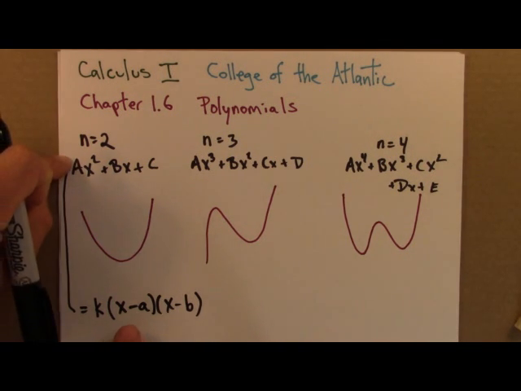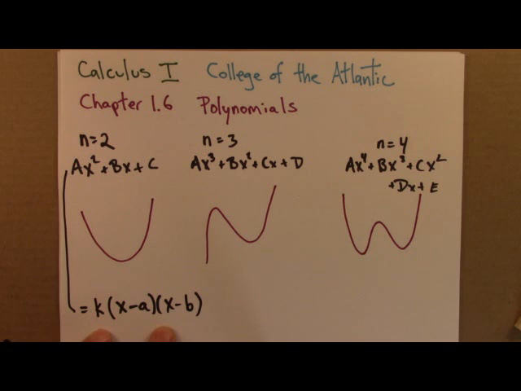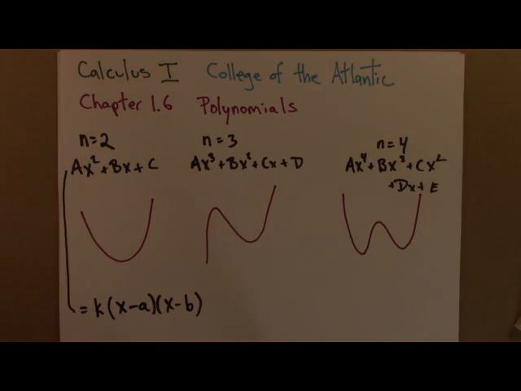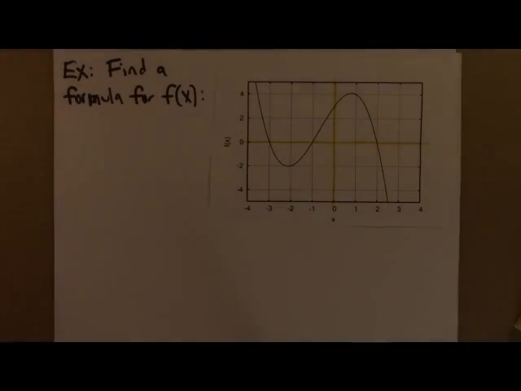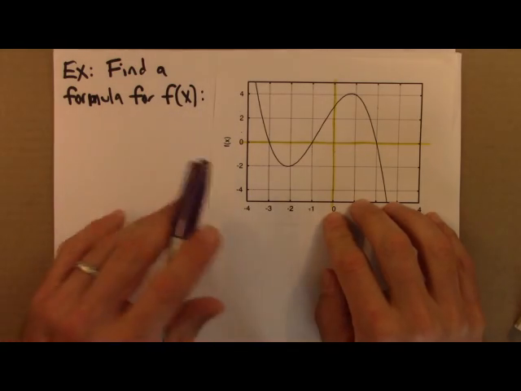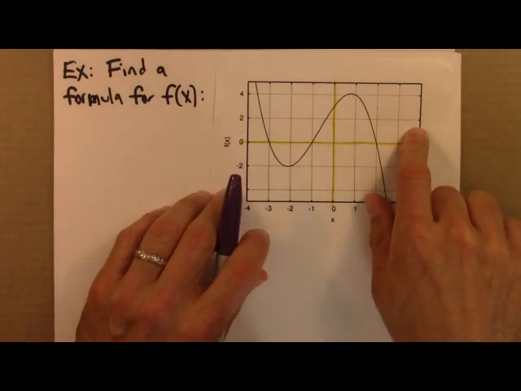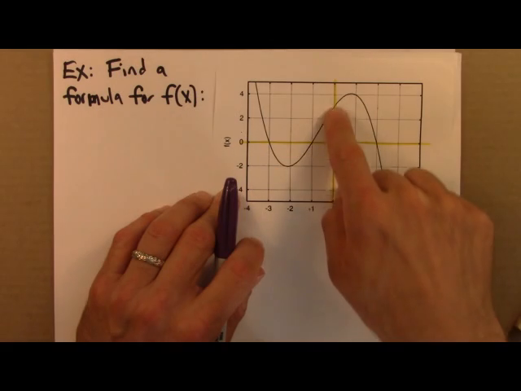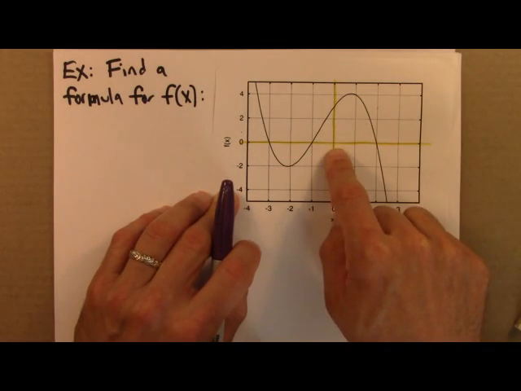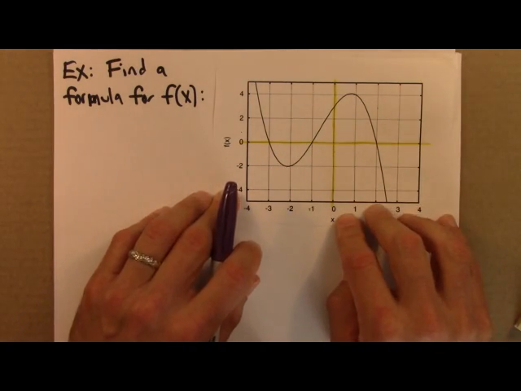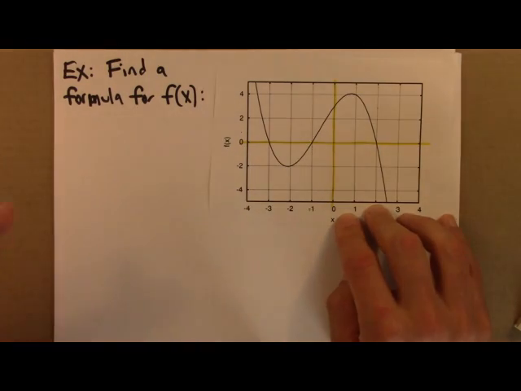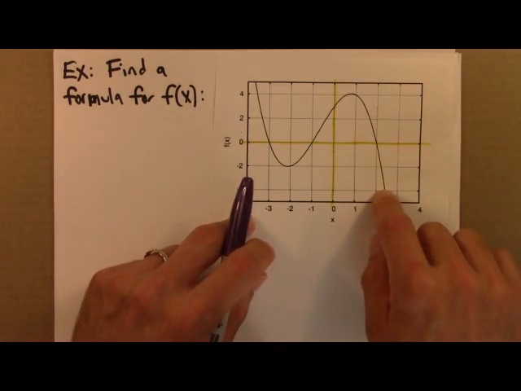Sometimes this form is more useful, sometimes this form is more useful, especially when you're doing graphs. And so what I want to do next is an example of going from a graph to a formula for a function where this form of the function is the most useful one to use. So here's an example. Suppose we have the graph of a function. Here's the function, this curve, and I've drawn the zero axes in yellow to make them stand out a little bit more. And suppose we wanted to come up with a formula, an algebraic expression for this curve.